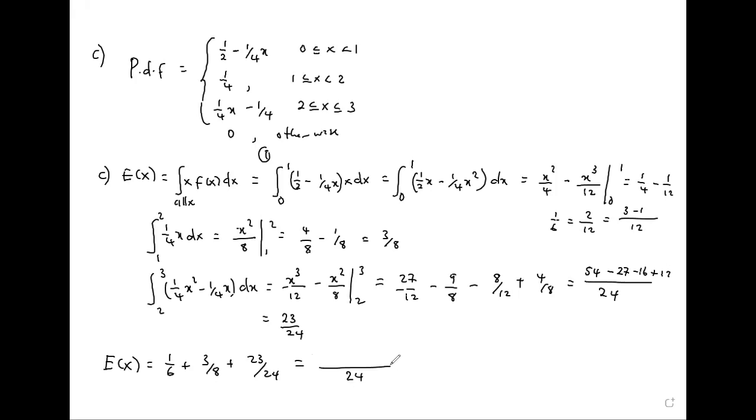And then 6 in 24, 4, plus 8 in 24, 3, by 3, 9, plus 23. That's 4 plus 9 plus 23, which is 36 out of 24, which can be simplified. Divide by 2, it will be 18 and 12; divide by 6, 3 and 2. So 3 over 2 is the expectation.